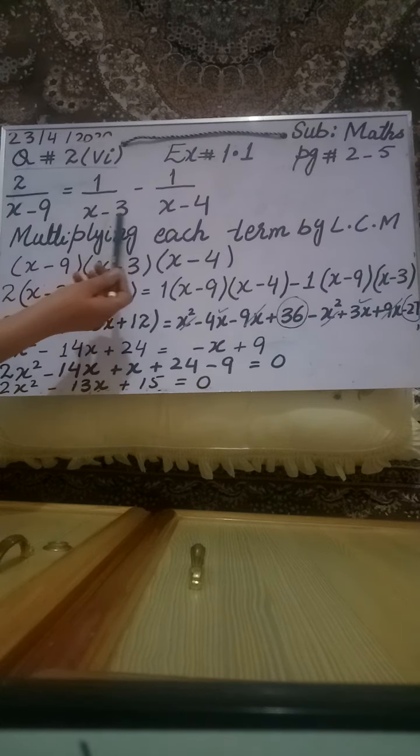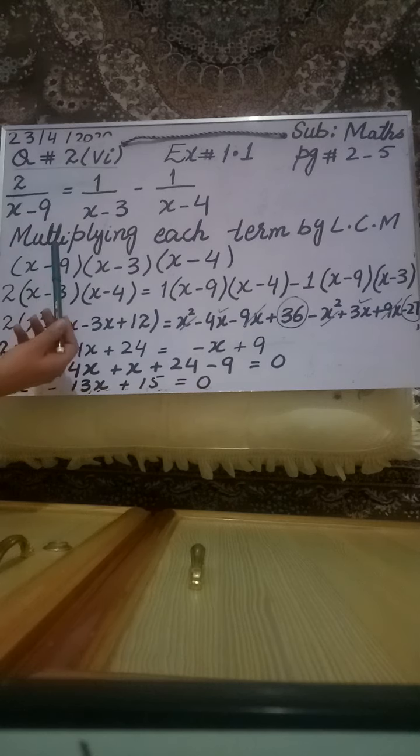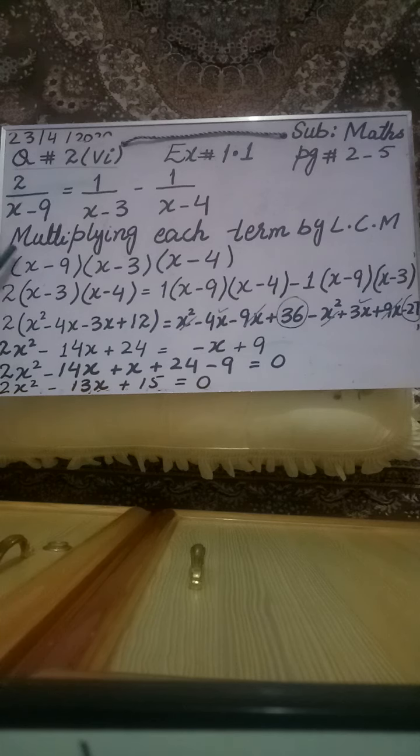I told you earlier that we cannot write this in standard form until we eliminate the denominator. Because if we eliminate the denominator, then we can easily proceed towards the solution. So the first step is multiplying each term by the LCM. LCM is x minus 9, x minus 3, and x minus 4. I hope that till now the students have learned how to take the LCM, as you are students of grade 10, so I'm not going to go through all those procedures again. So here we are taking the LCM and multiplying each term with it.